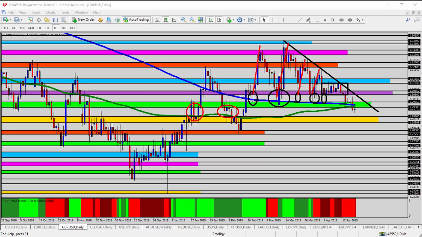Today we're looking at the GBPUSD, the Great British Pound versus the US dollar, for today's trade analysis. We're looking here at the daily time frame and we're seeing something new that we haven't seen in quite a while, which is the breakdown of a former support.